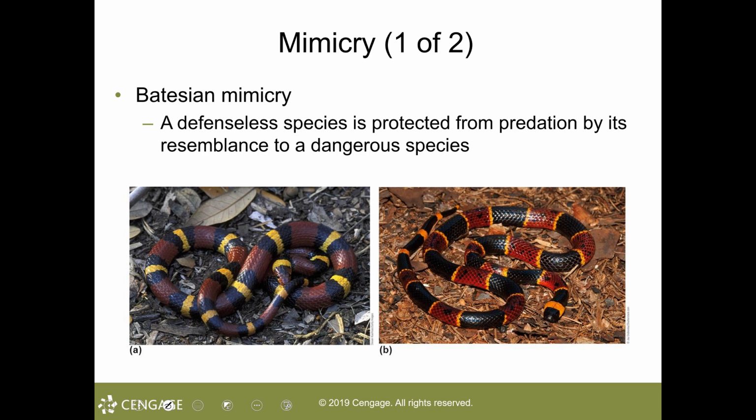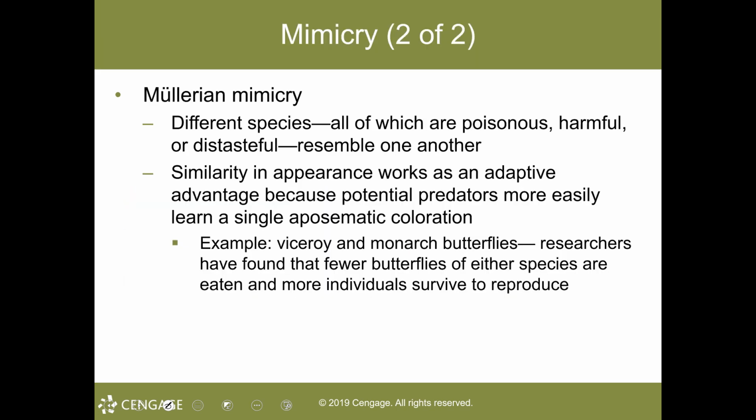So let's get to Mullerian mimicry. Here we have two or more different species, co-models, all of which are poisonous or harmful or distasteful, and they come to resemble one another, class, during the course of evolution. Their similarity in appearance works as an adaptive advantage because potential predators more easily learn a single common aposematic coloration. Scientists hypothesize that the viceroy and monarch butterflies are an example of Mullerian mimicry.